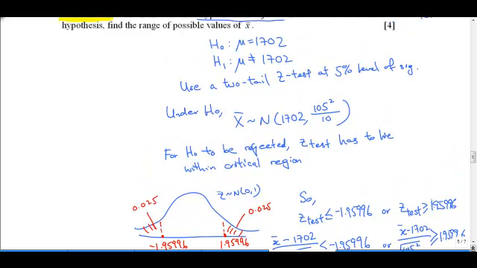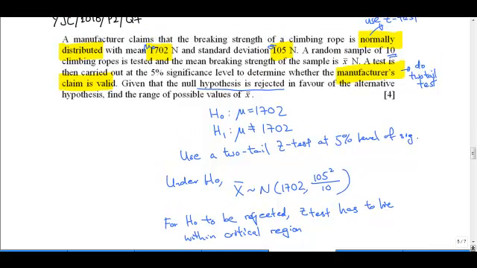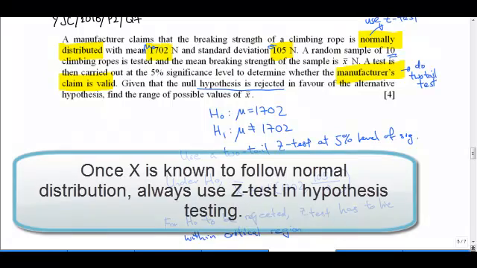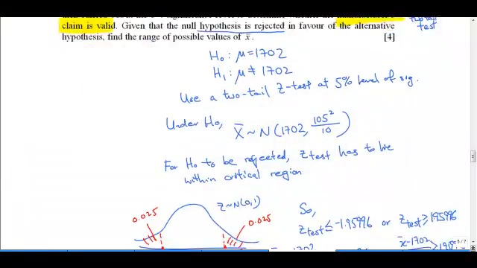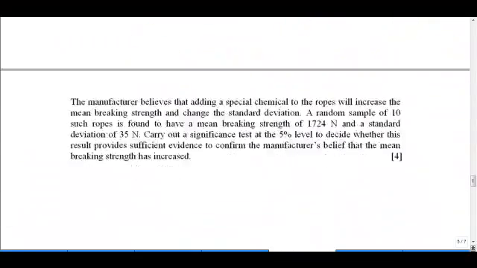I think the important part for this question is to note that the breaking strength of a rope is normally distributed. We are tempted to use a t-test because the sample size is small, but no, we don't. We only use a t-test when we don't know it's a normal distribution. In this case, we are given that it is, so we use a z-test.